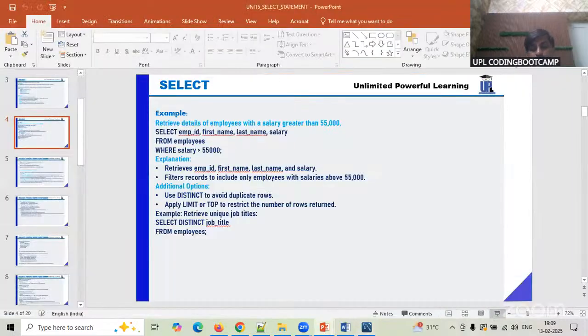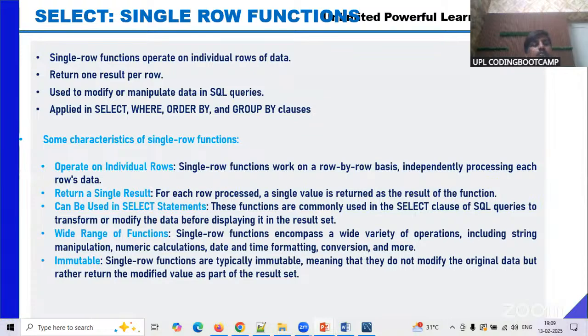After this, we have to understand one more concept in the select statement called single row functions. So what are single row functions? They operate on individual rows of data. So that is what single row means.